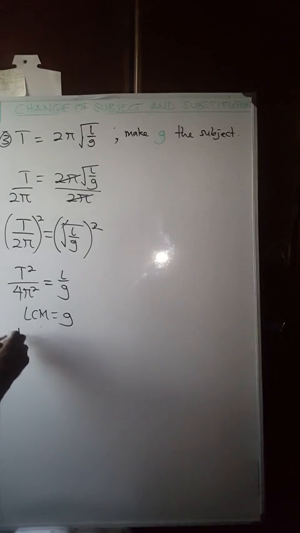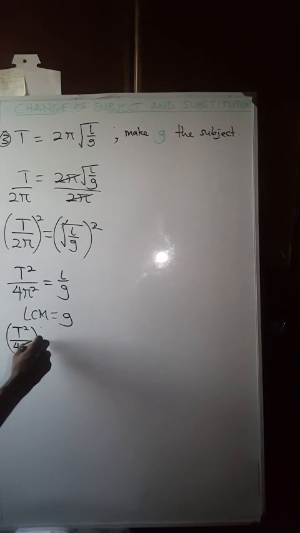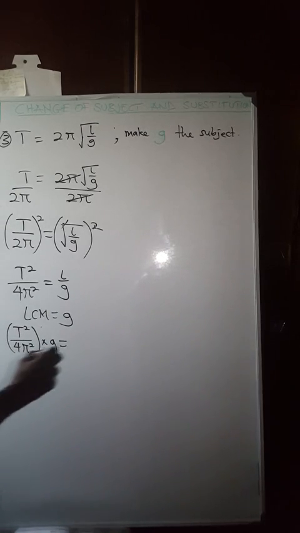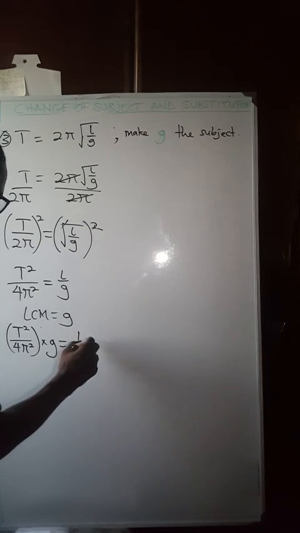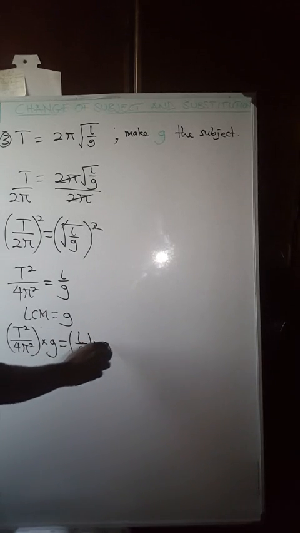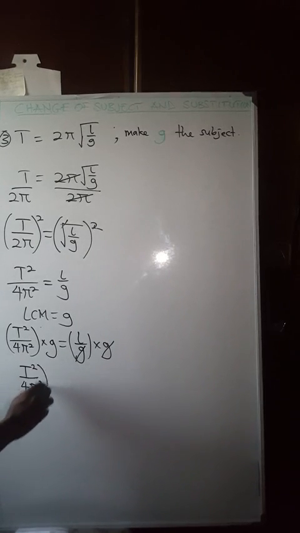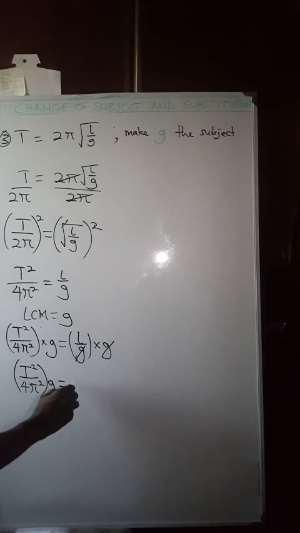So that becomes T squared out of 4 pi squared, 4 times what? G is equal to L out of G, 4 times what? G. So that we can get rid of this G here. Then we have T squared out of 4 pi squared G, that is equal to L.